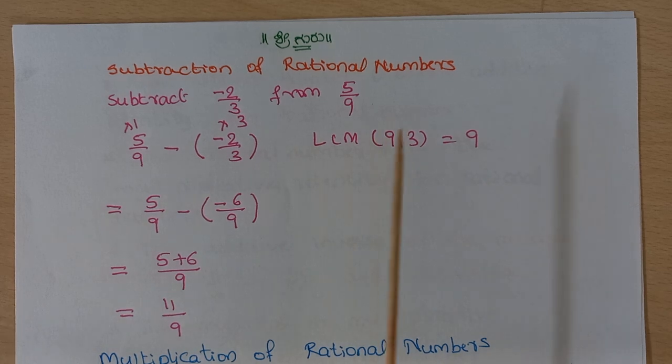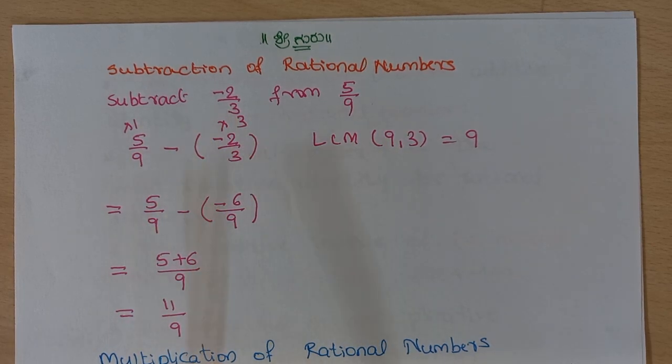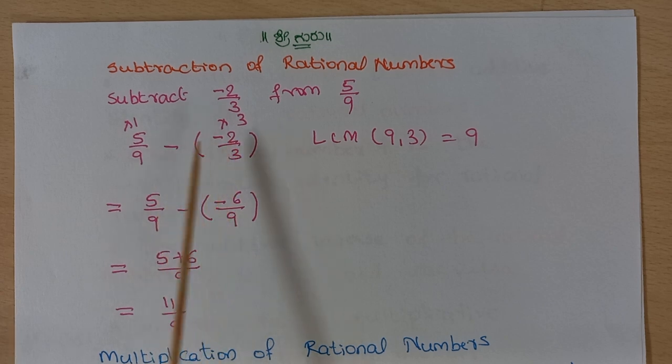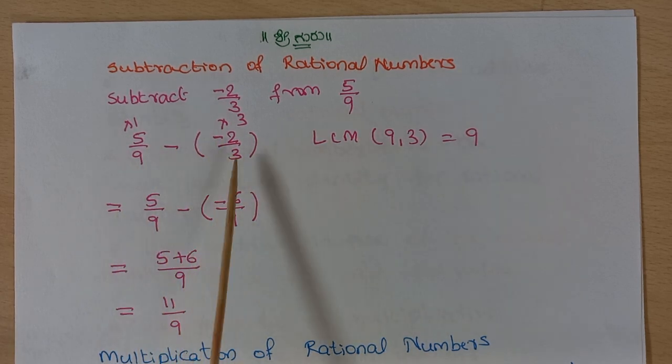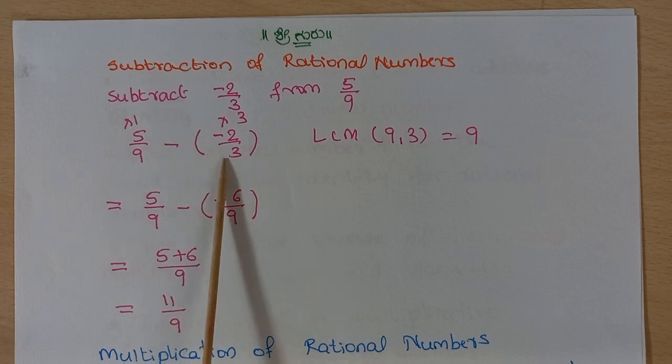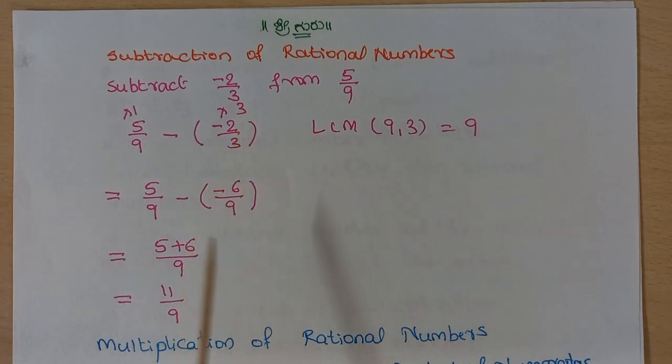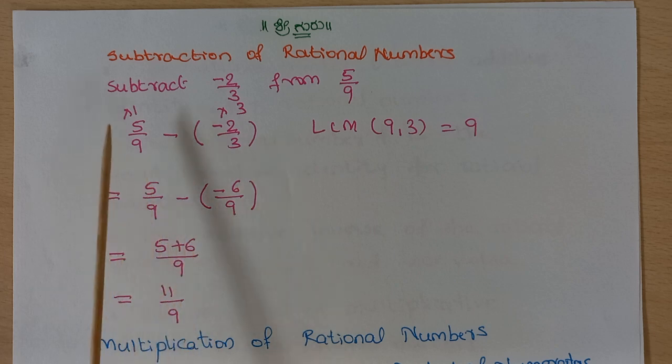Here, subtraction of rational numbers. Subtract minus 2 by 3 from 5 by 9. 5 by 9 minus of minus 2 by 3, because we should write it in the bracket because it is a negative rational number. When the negative rational number is subtracted, then the sign will change.